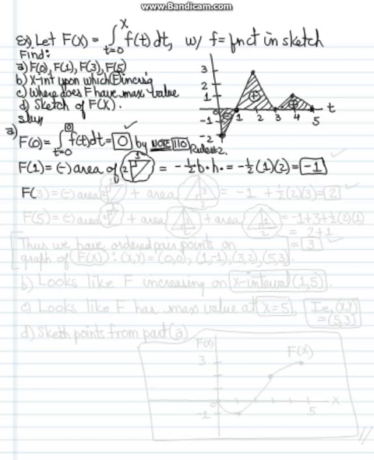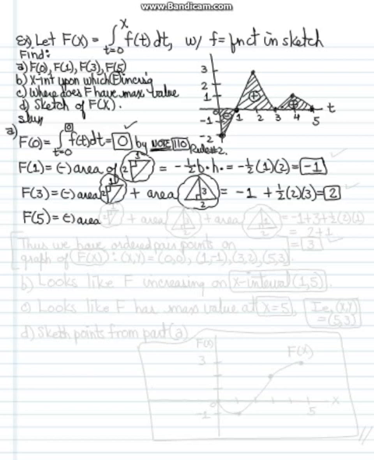What is capital F evaluated at 3? Well, it's the area of the first triangle, so it's the thing that we found for F of 1, and that's negative, plus the positive area from x equals 1 to x equals 3. That has a base of 2 and height 3, so that's 1/2 base times height, and then you combine that with the first part and you get 2. So F of 3 equals 2.